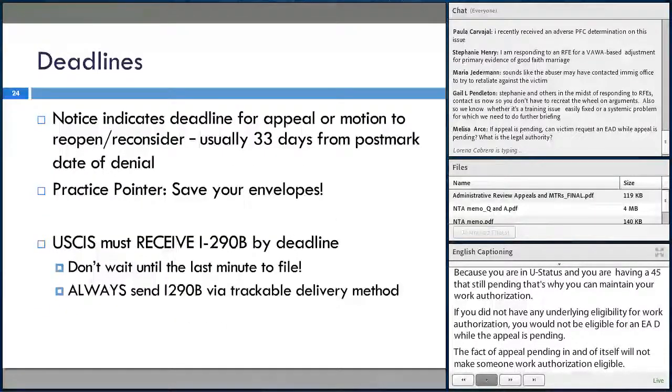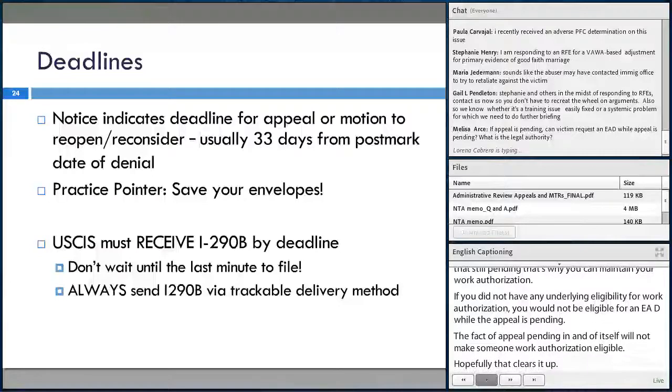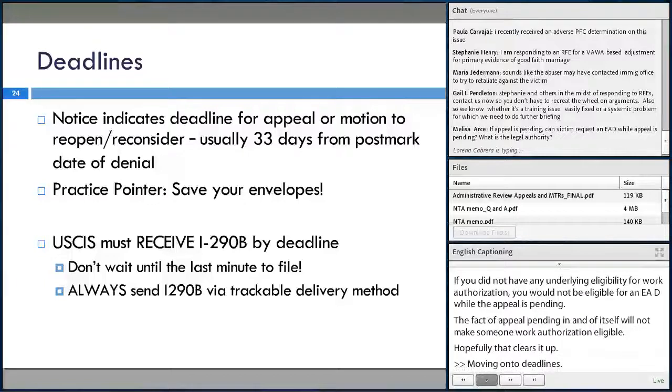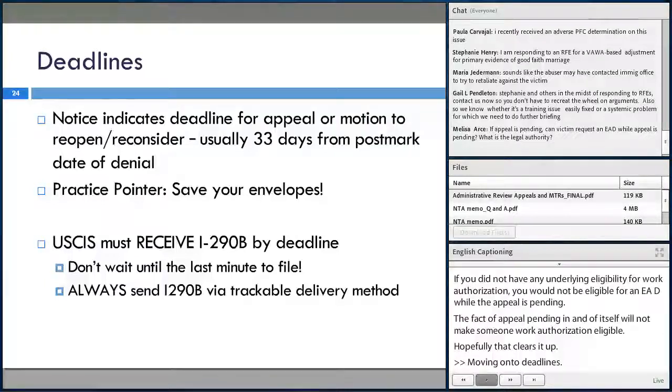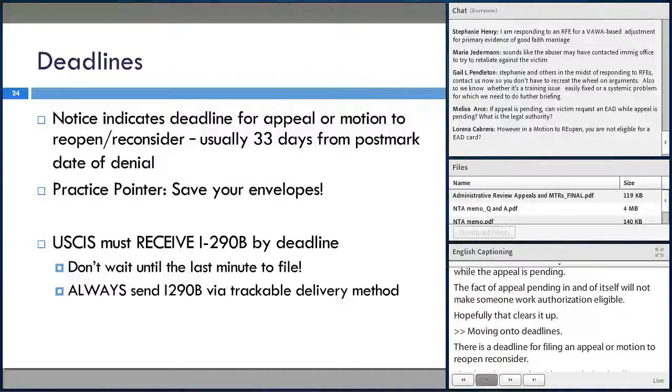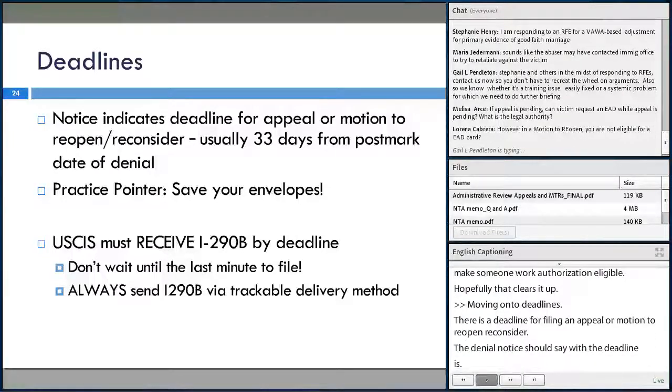Okay. Moving on to deadlines. So there is a deadline for filing an appeal or a motion to reopen or reconsider. Your denial notice should say what the deadline is. These notices are really always mailed, and so that means that your deadline is going to be 33 days from the postmark on the date of the denial.